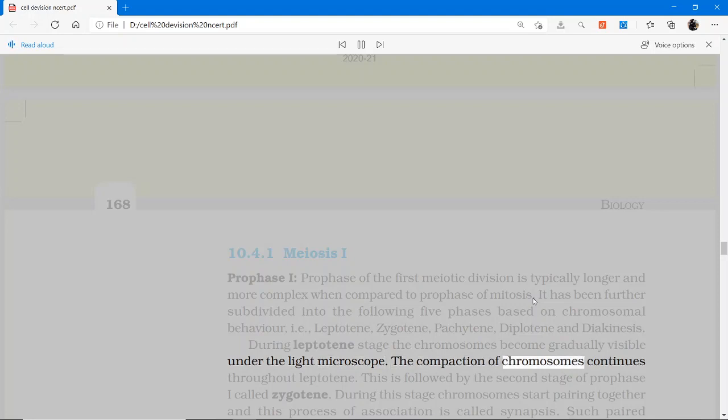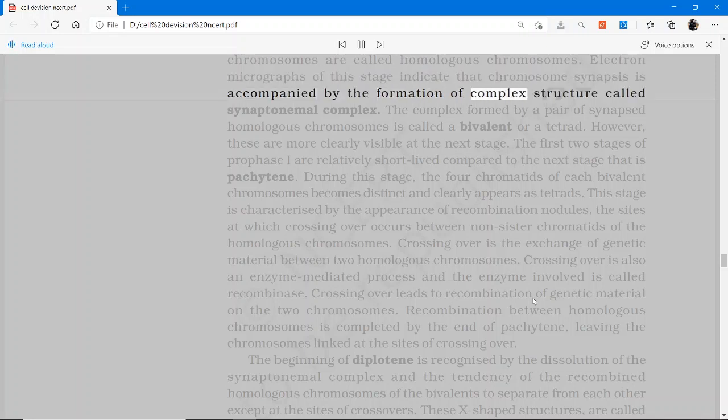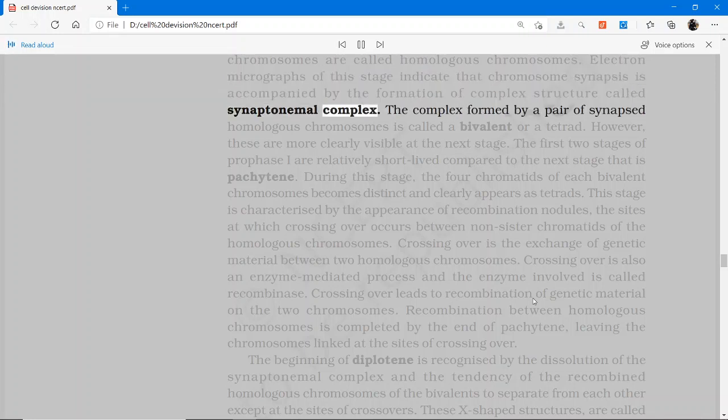The compaction of chromosomes continues throughout leptotene. This is followed by the second stage of prophase I called zygotene. During this stage chromosomes start pairing together and this process of association is called synapsis. Such paired chromosomes are called homologous chromosomes. Electron micrographs of this stage indicate that chromosome synapsis is accompanied by the formation of complex structure called synaptonemal complex. The complex formed by a pair of synapsed homologous chromosomes is called a bivalent or a tetrad. However, these are more clearly visible at the next stage.